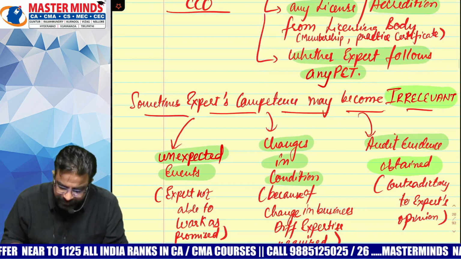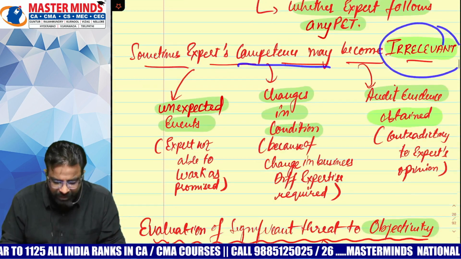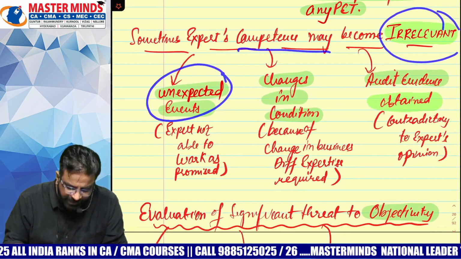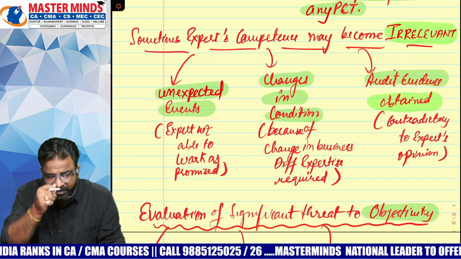Next one. Sometimes experts' competence may become what? Irrelevant. What is the point number 1? Unexpected event. What do you mean by unexpected event?